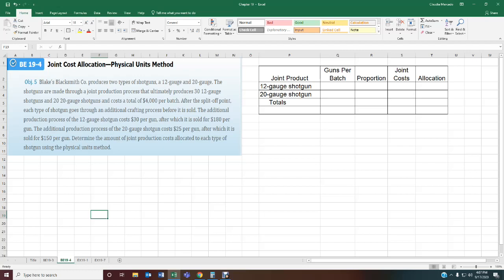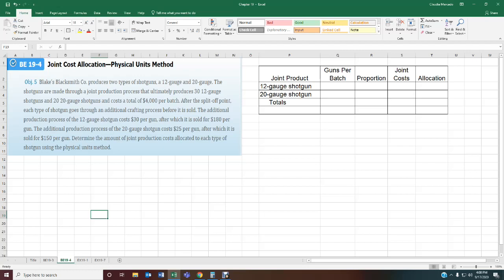So what happens when students are working this problem is they want to use all of the information provided. And we don't need to use all of the information. They gave you that information to throw you off. All we need to focus on is joint production cost. Okay, so let's look at that.